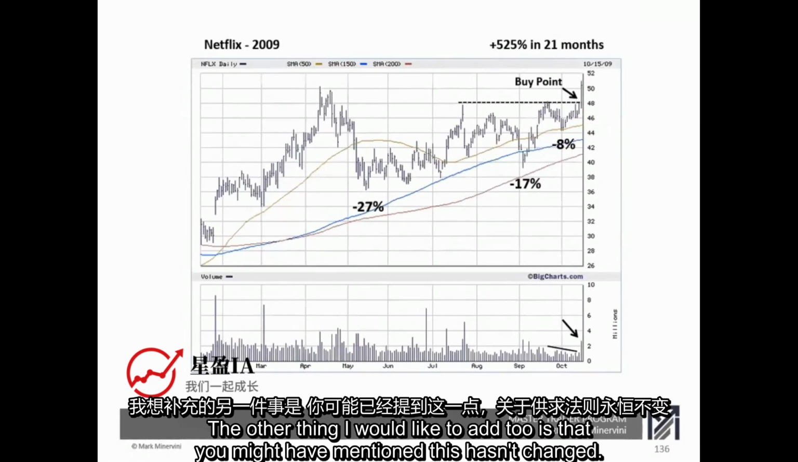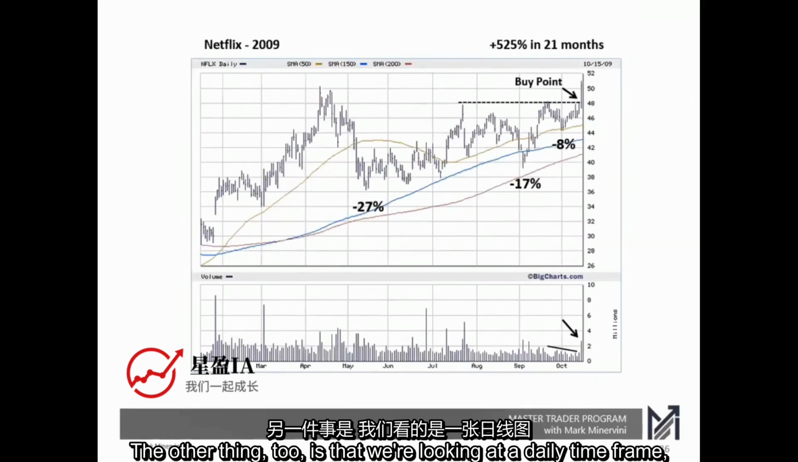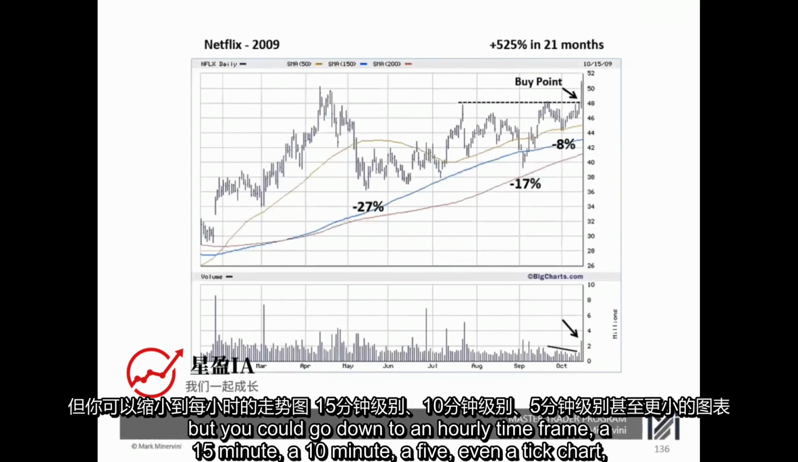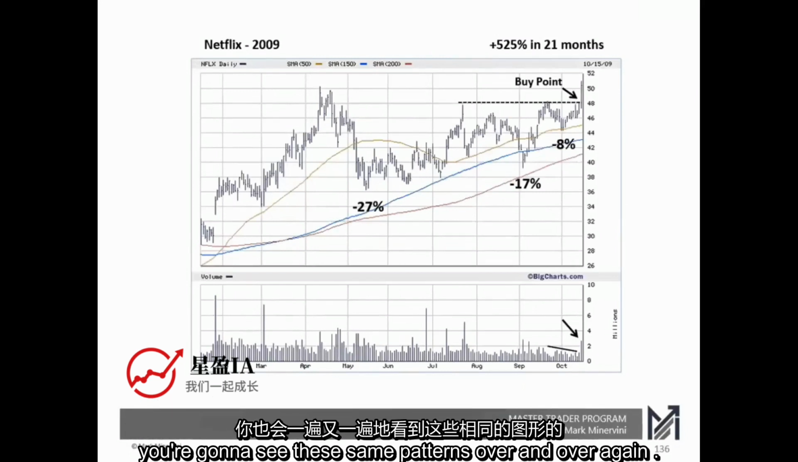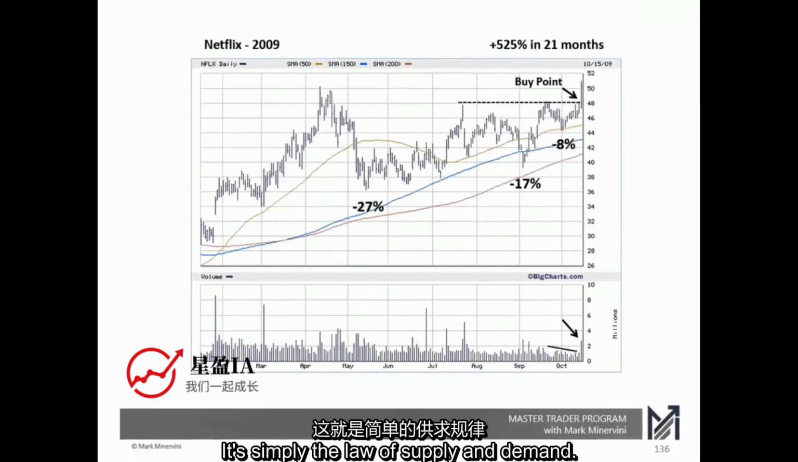The other thing I would like to add is that this hasn't changed. As a famous book says, there's nothing new under the sun. The other thing too is that we're looking at a daily time frame, but you could go down to an hourly time frame, a 15-minute, a 10-minute, a 5, even a tick chart, and you're going to see these same patterns over and over again. Right. It doesn't know any time frame. It's simply the law of supply and demand.